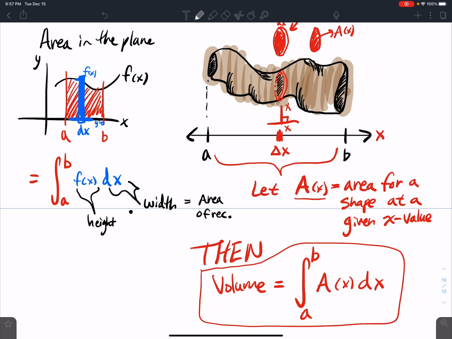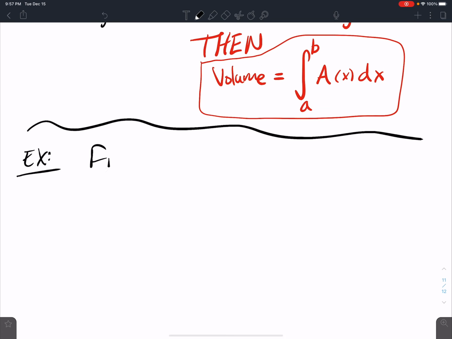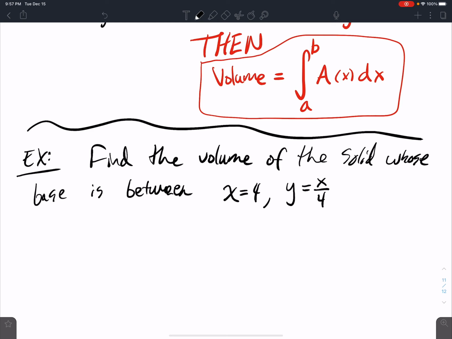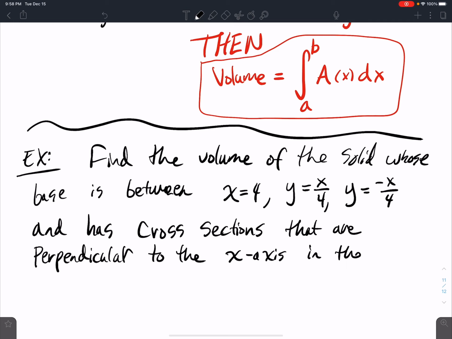Okay, so let's take an example here. Find the volume of the solid whose base is between x equals 4, y equals x over 4, y equals negative x over 4, and has cross sections that are perpendicular to the x-axis in the shape of a square.